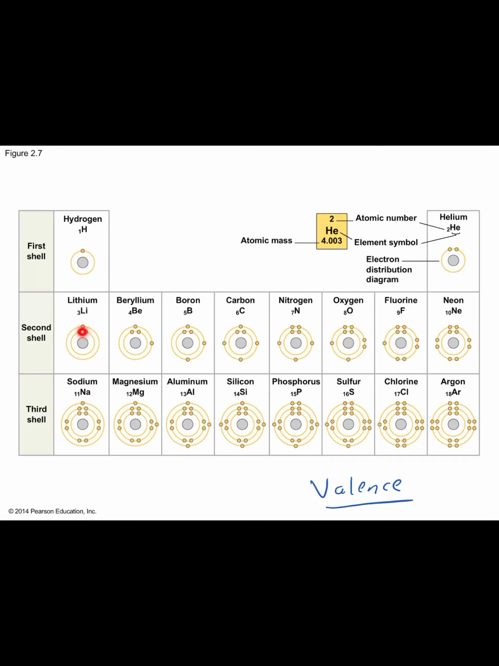It reacts in much the same way lithium does because they have the same number of outer shell electrons. Beryllium and magnesium have the same number of outer shell electrons. They react in a similar way. Boron and aluminum react in a similar way. You get the idea.